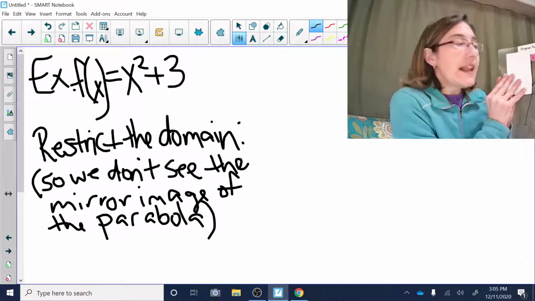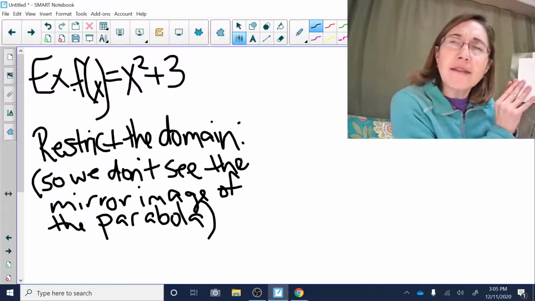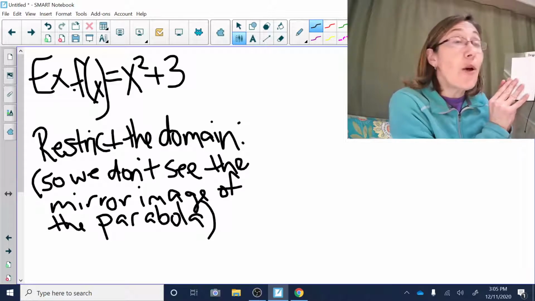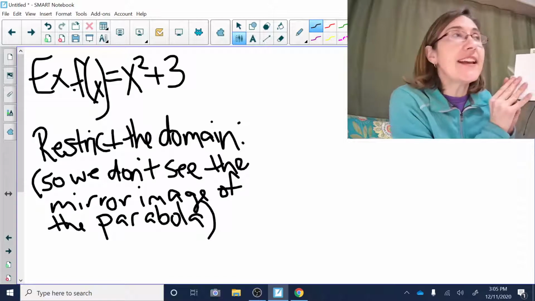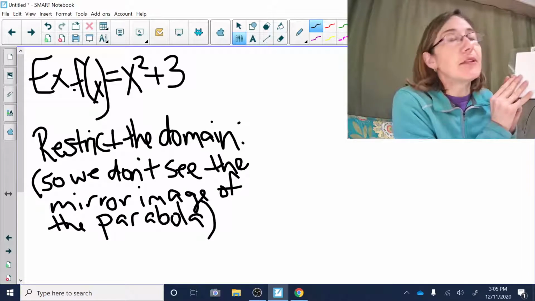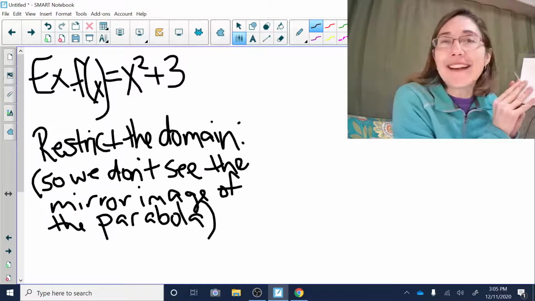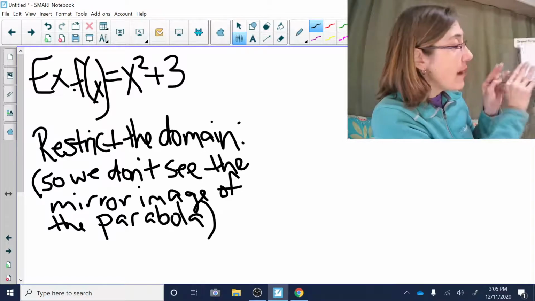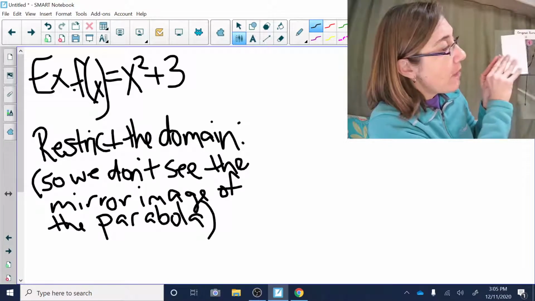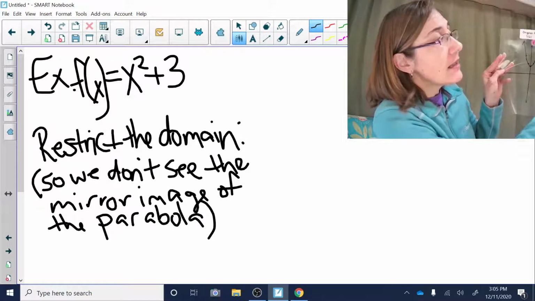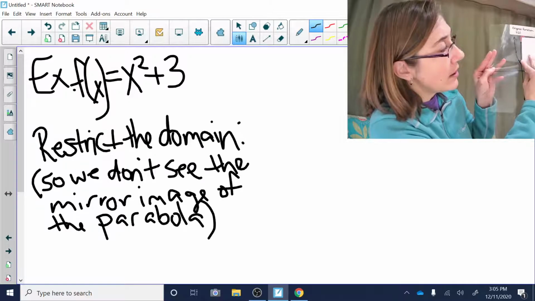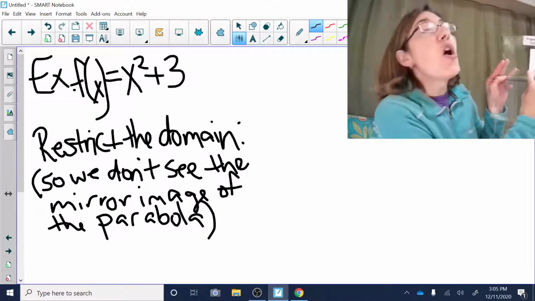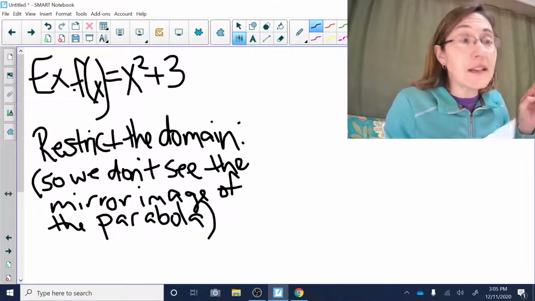Now, answer me this. Would you rather work with positives or negatives? Okay, I know that you were thinking positives. If you said negatives, then you're just trying to be stubborn, because I know everybody likes positives better. So, if we have to choose between the positive half, because this is where the x's go positive, and over here is where the x's go negative, we're going to choose the positive half, okay?